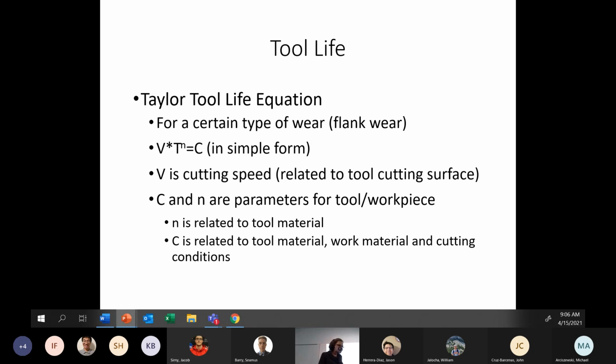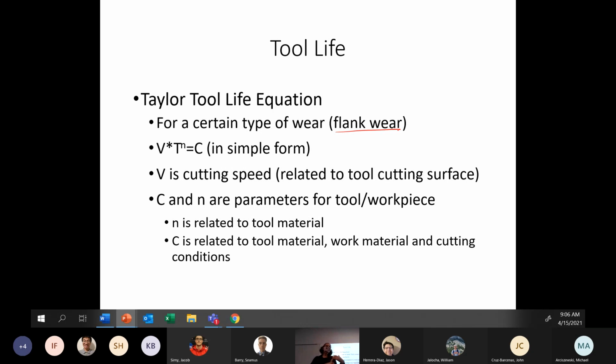But there's a particular type of wear that's called flank wear. And the Taylor tool life equation allows us to get an estimate of the tool life for this kind of wear. And it does help us sort out a little bit of the variables, because what we ultimately want is the settings that give us the lowest cost per piece.